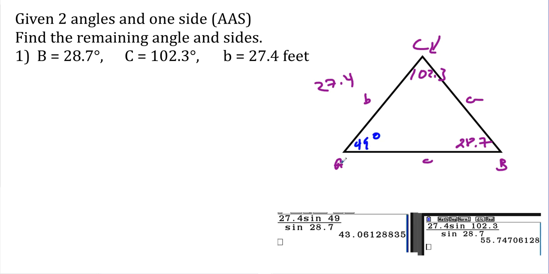Okay? So I could do sine of A over a is equal to sine of B over b. And I might as well just do that. Okay? So I'm going to have 27.4.